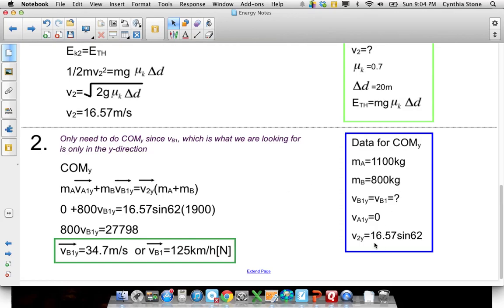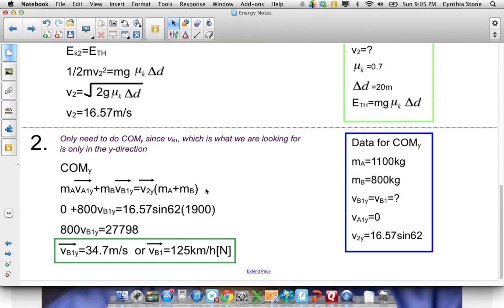Here are our givens, right? We know V2 is 16.57. Well, the V2y then will be that times sine 62, that'd be the y component of that velocity. We know AY is 0, and we know we want to find VB1. So here's my general equation for conservation of momentum in the y direction. Totally inelastic collision because they stuck together, right? So let's look. AY is 0. It's going due west, so that's just 0. Here I've got my 800 and VB1y, which is what I'm looking for, equals the combined y component of the velocity, so sine 62 times the speed, times the combined mass. So you just work it out, you solve it, you divide, and you get that it was traveling 34.7, or multiplied by 3.6, 125 kilometers per hour, which is definitely a realistic number.